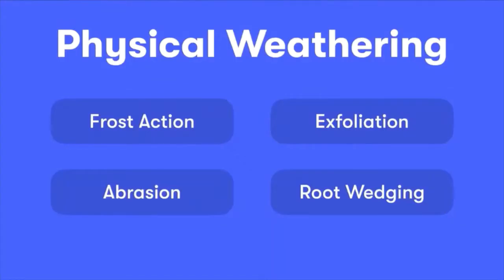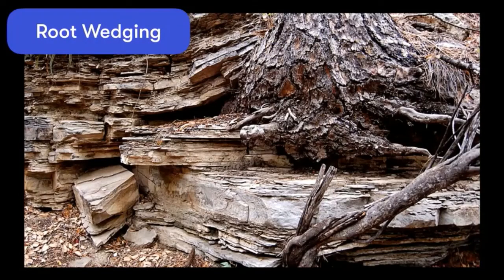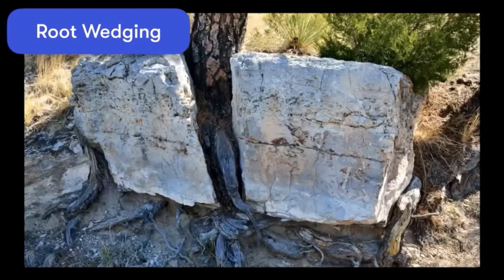Finally, the last type of physical weathering or mechanical weathering we're going to look at is called root wedging, and it's pretty self-explanatory. This is when plant roots actually grow within the cracks of rocks, and the plants grow larger and larger, and they break apart those rocks. So we see examples of this all over the world. It's amazing how powerful tree roots and plant roots can actually be. They can be so powerful that they actually break rocks apart.